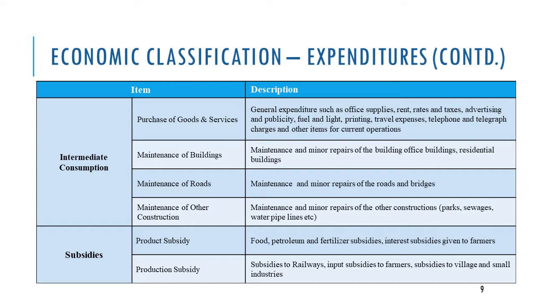On the other hand, subsidies on production are subsidies that enterprises receive as a consequence of engaging in production, but that are not related to specific products. For example, subsidies to railways, input subsidies to farmers, subsidies to village and small industries. Another point to be noted here is that in the case of departmental enterprises, losses are treated as imputed subsidies.